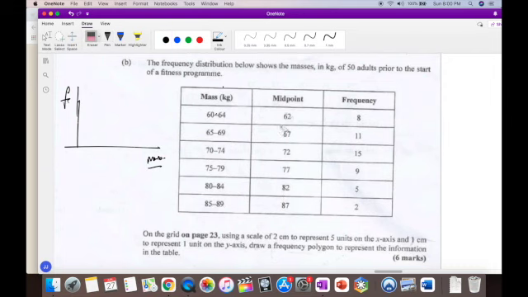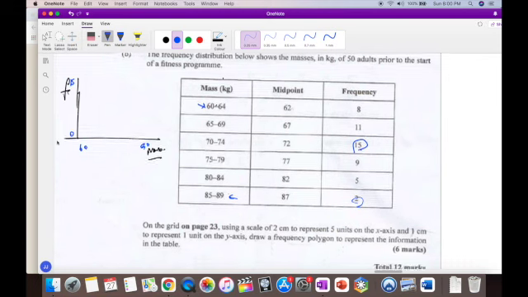Well, I wouldn't put the midpoint actually, because you can see that we have the lowest one. So we'll start at 60, right? And we could be prepared to maybe end at 90 up here, in terms of the mass. And then in terms of the frequency, we'll start at 0 because we can see that we have very low values, and we go all the way up to 15, so we can have 15 up here.